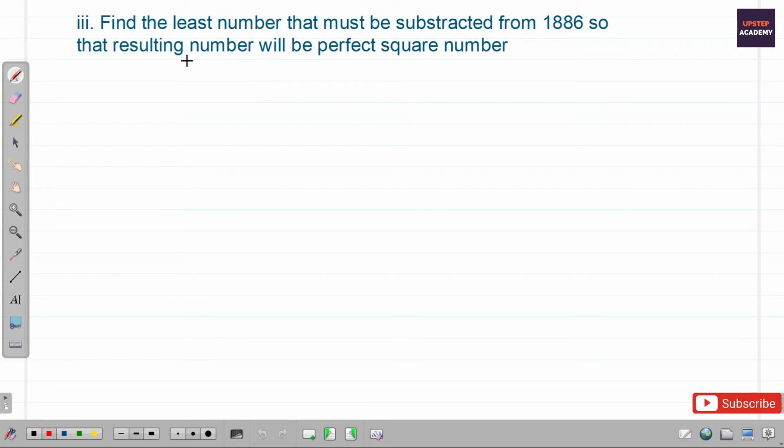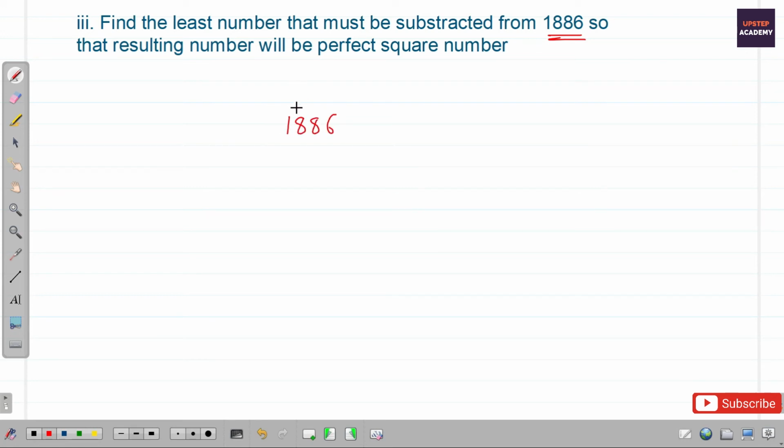Okay, so our next example is: find the least number that must be subtracted from 1886 so that the resulting number will be a perfect square number. They have told us clearly that we have to subtract one number from this given number so that the remaining number should be a perfect square number. For finding the solution of this question, we need to write this given number as it is, 1886.